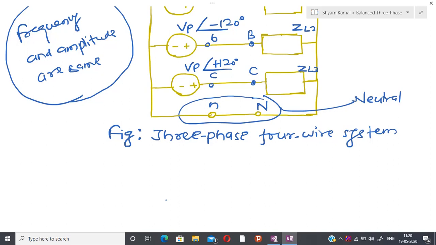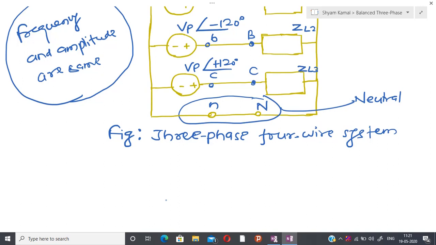Second is that the instantaneous power in a three phase system can be constant. We will derive this result in the next part of this course. Due to this reason, uniform power transmission and less vibration of the three phase machine. So that is the second advantage. So just you can write point by point.